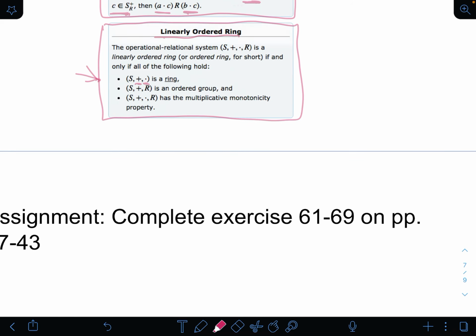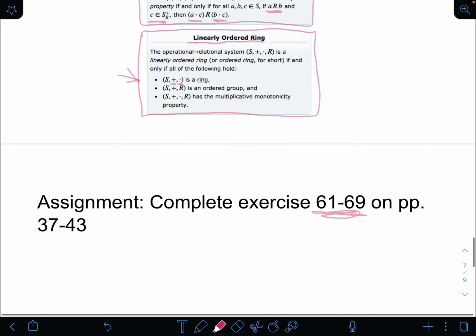Anyway, folks, I say this is mislabeled. This really should say exercises all the way up through 69. You should have to this point been up through, let's see, 50. Yeah, no, I guess this is right. 61 through 69. Checking my notes here.